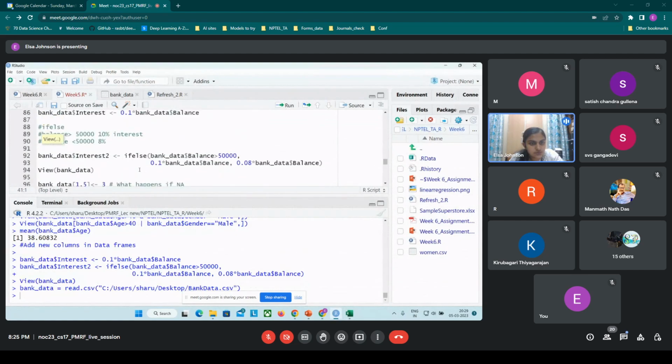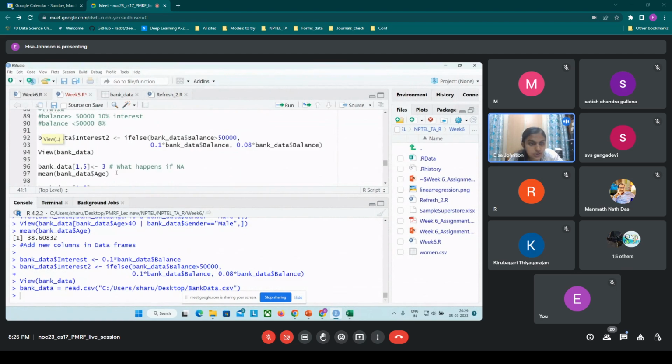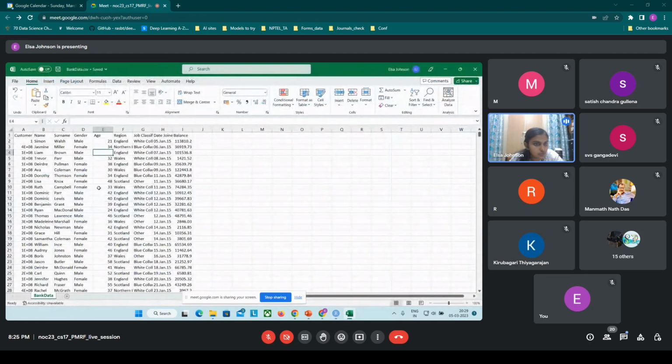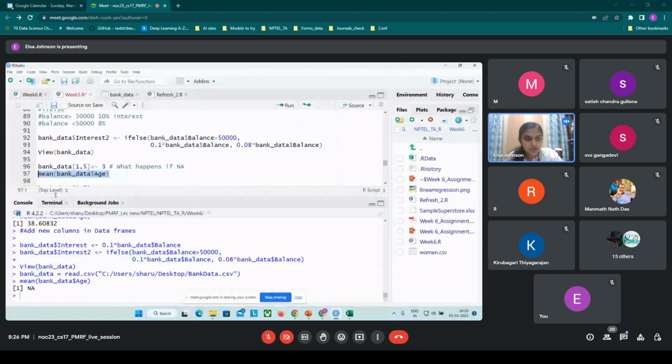All the things which we have done have changed. Now we are just seeing the mean value. We had already seen the mean value earlier and we had got it. Now I have changed one of the entries to missing. Now when we check, the mean is coming as NA.